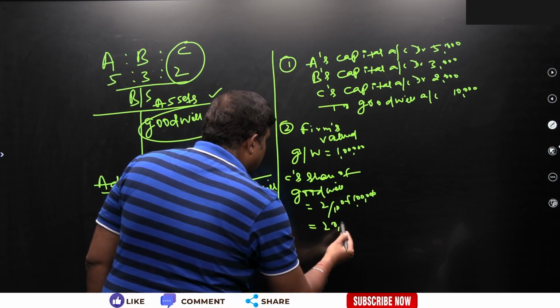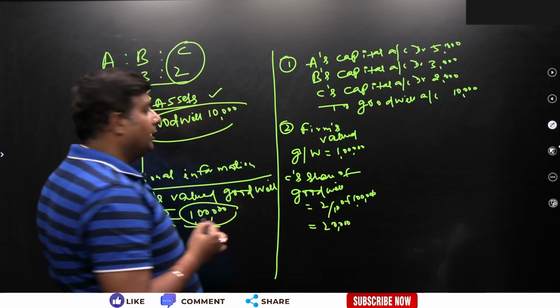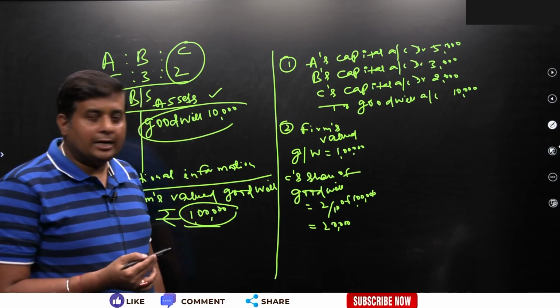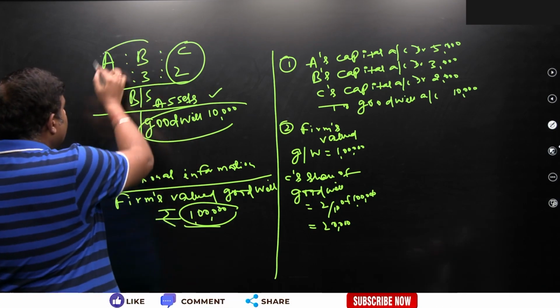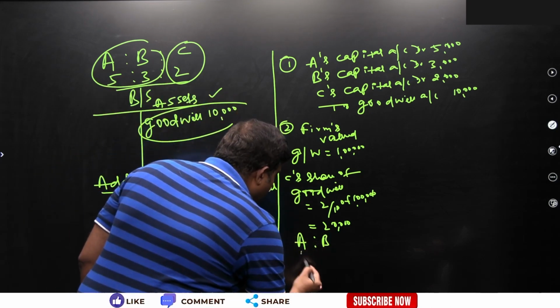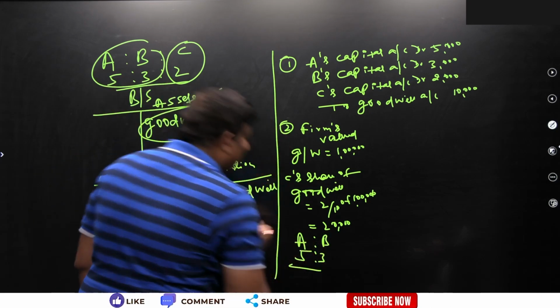So it should be 20,000. Now find the gaining ratio. I have told you that whenever the question is silent, the new ratio becomes the gaining ratio. So the new ratio between A and B is 5:3 and this becomes the gaining ratio.